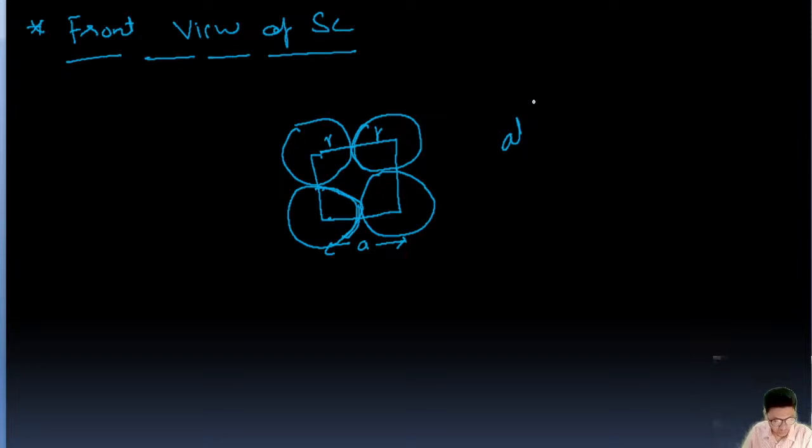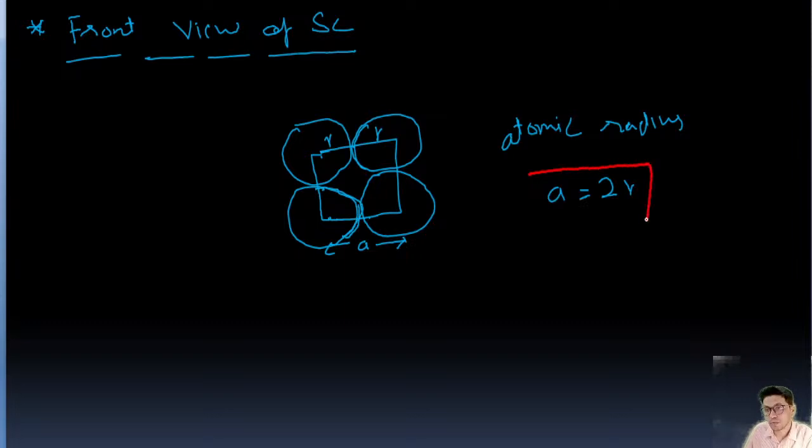From the figure it's clearly seen that the atomic radius relation is A equal to 2r, right? Because this is the radius of the atom, R plus R is the total A. A equal to 2r. Very important, guys, you need to know it. You'll solve questions. This is important for simple cubic: the side is equal to 2r, where r is the radius of the atom.